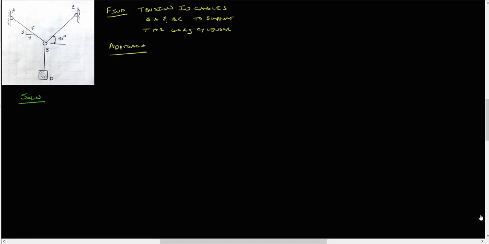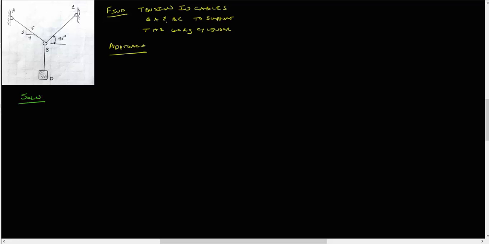Hello everybody, here's an example. We're going to be looking at a coplanar force system, and we are going to be using our equilibrium equations to find tensions in cables BA and BC to support the 60 kilogram cylinder as shown on the figure on the page here.